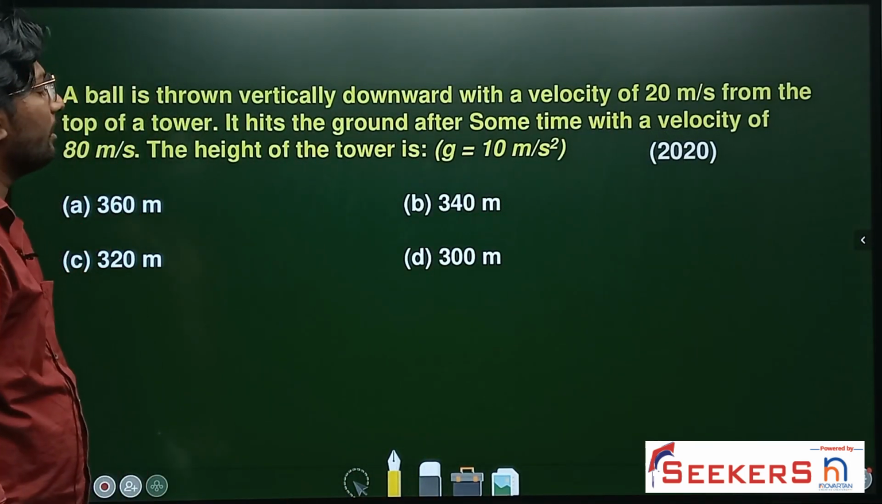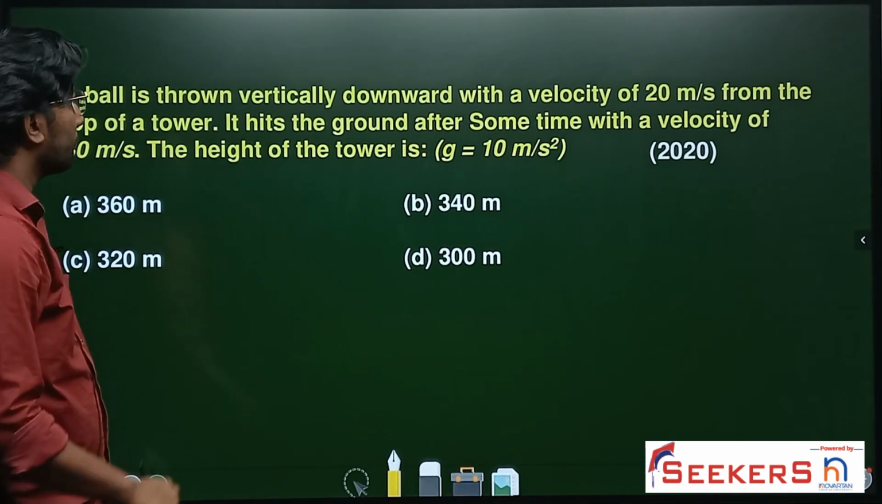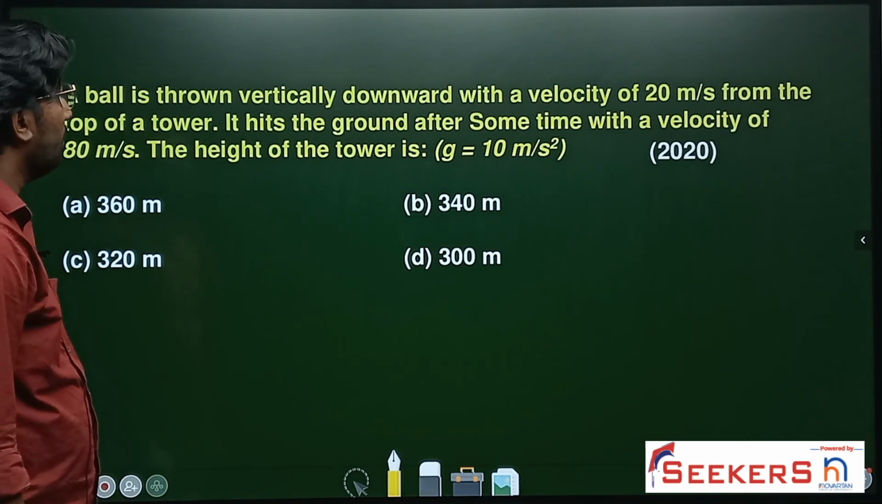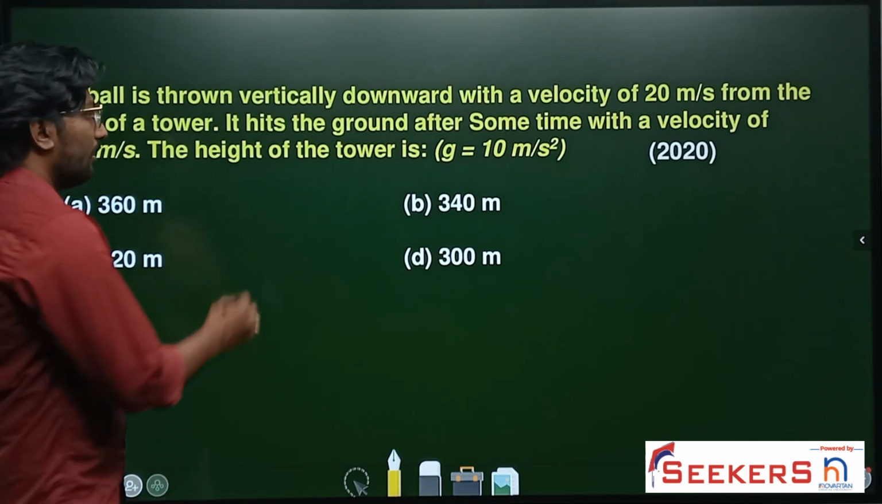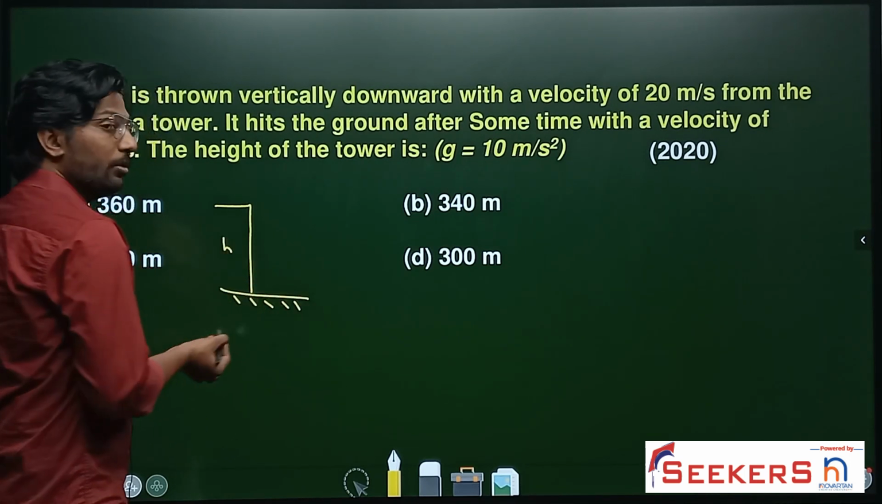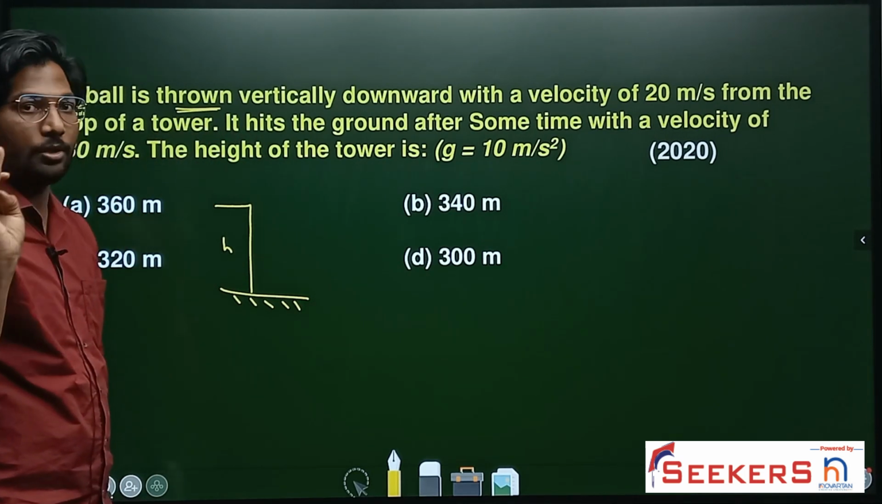Ball is thrown vertically downwards with a velocity 20 meter per second from the top of the tower. It hits the ground after some time with a velocity 80 meter per second. The height of the tower is. Again, a kind of a tower based question. So from the tower, the height which we don't know, it is now thrown. You can see here, it is not released, it is not dropped, it is thrown.